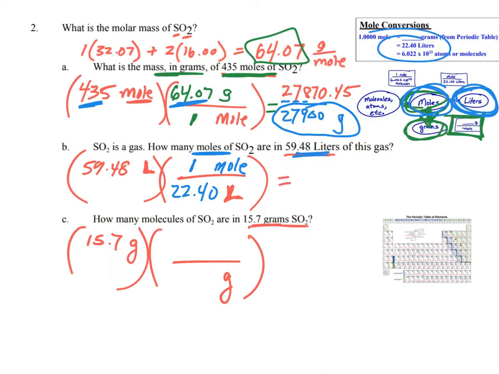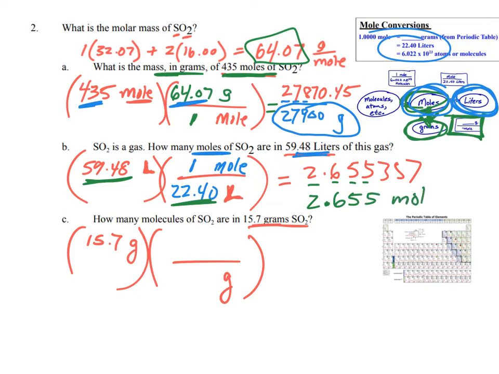All right, I'm set to punch into the calculator. 59.48 times 1 divided by 22.40 equals, calculator says 2.65537, etc. How many digits should I round it to? 59.48 has 4. 22.40 has 4. I've got to have 4. 1, 2, 3, 4. I'm going to round it to 2.655. Call it moles.